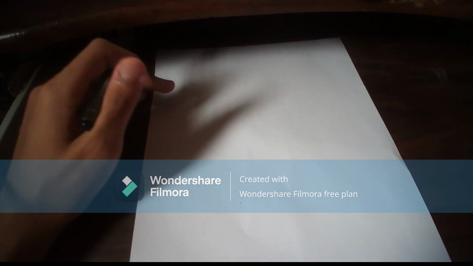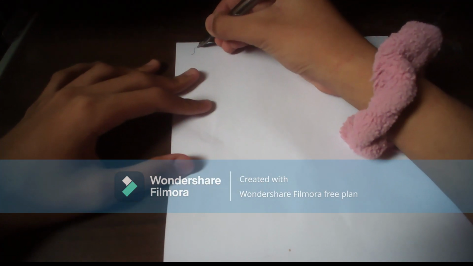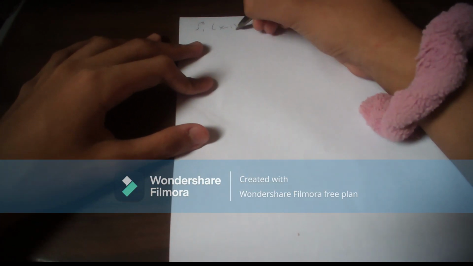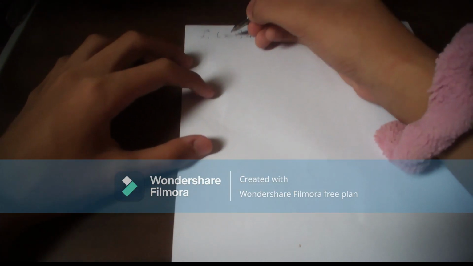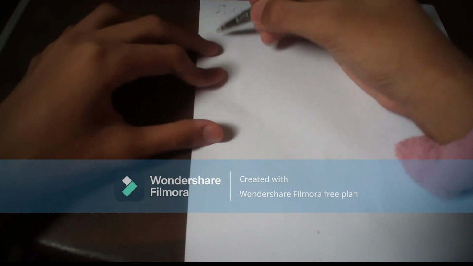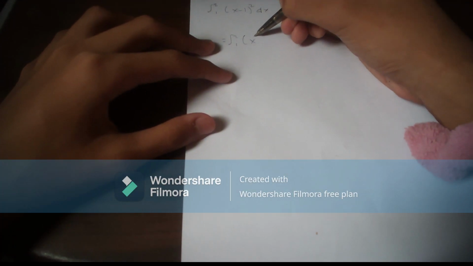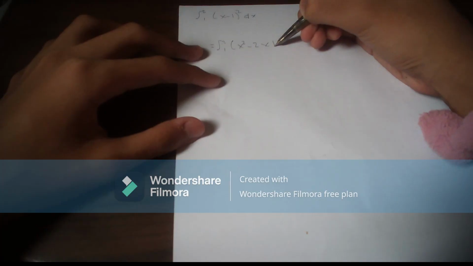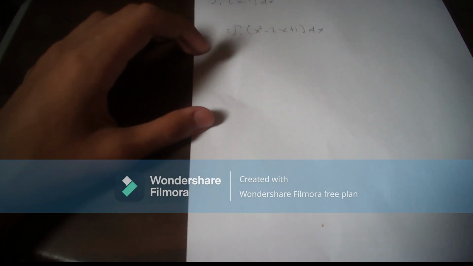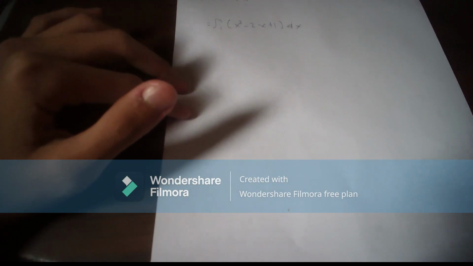So, our first problem, example number 1. First, we'll use the fundamental theorem of calculus. So the integral of (x minus 1) squared dx. What we want to do first is use the binomial theorem to expand this. So this turns into the integral of x squared minus 2x plus 1 dx. Now for the next step we have to evaluate the indefinite integral.